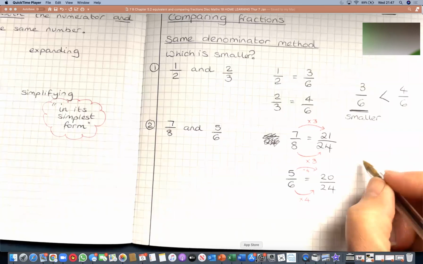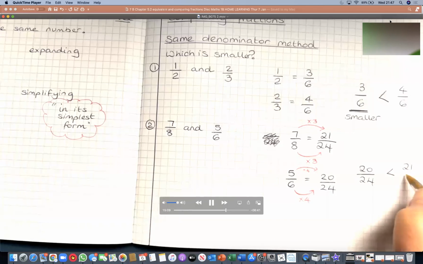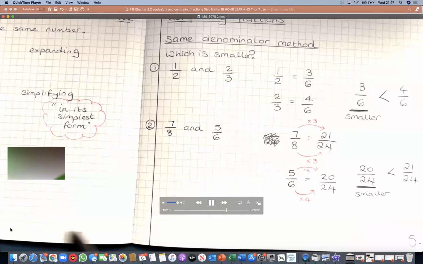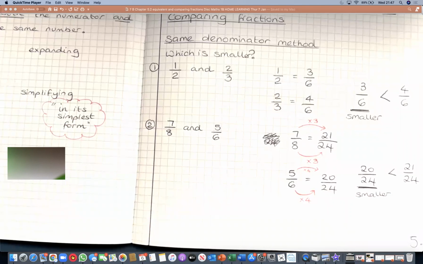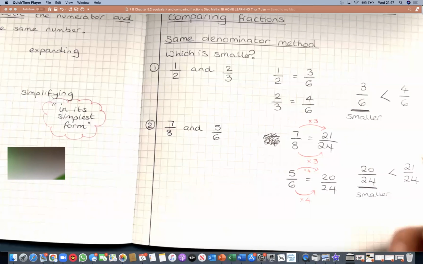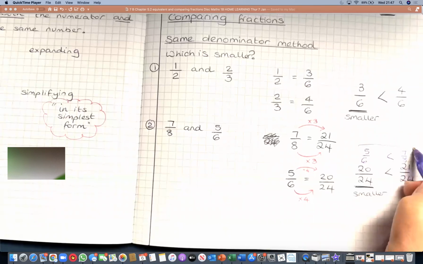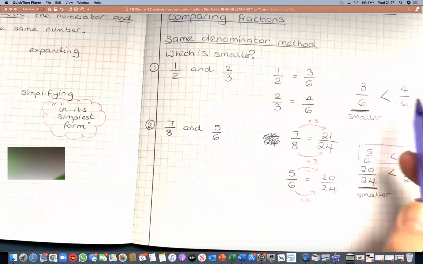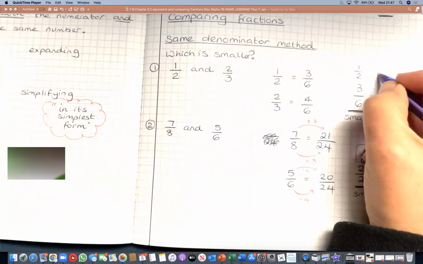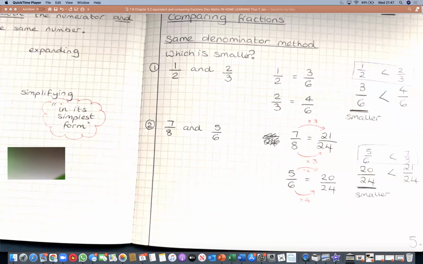I can therefore see that 20/24 is less than 21/24. Now, one thing I need to mention is when you're doing comparing fractions, you always want to go back to the original fraction. So, for example, here where I've got 20/24, that's telling me that 5/6 is less than 7/8. Similarly, back up here, I should have said earlier, 3/6 was 1/2. So 1/2 is less than 2/3. Okay, so hopefully you can see that.